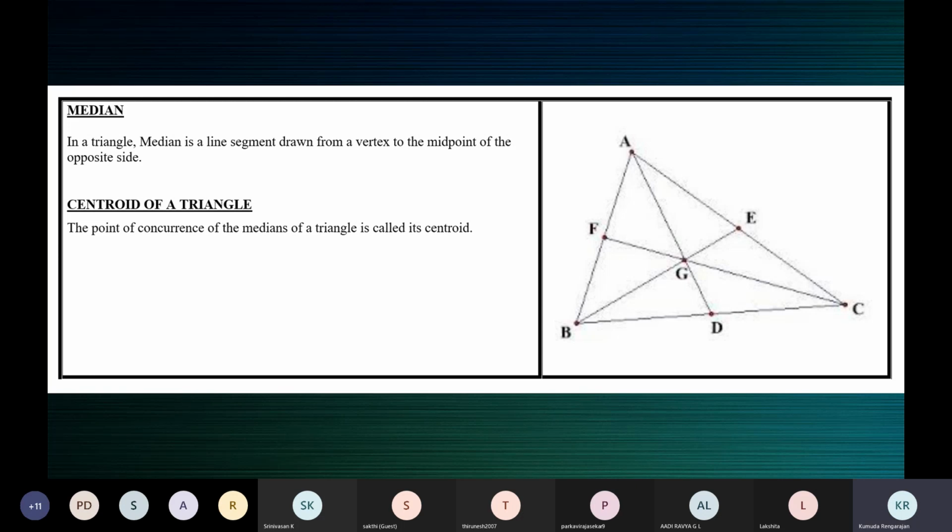An altitude is a line segment from the vertex perpendicular to the opposite side. A triangle has three altitudes. The three altitudes are concurrent, that is, they pass through the same point. And the point of concurrence of the three altitudes in a triangle is called the orthocenter. O-R-T-H-O, orthocenter.